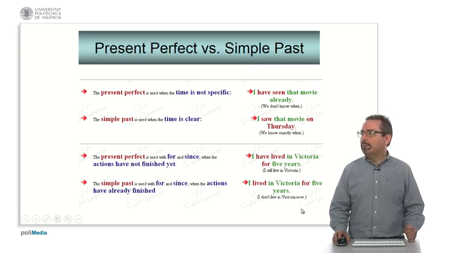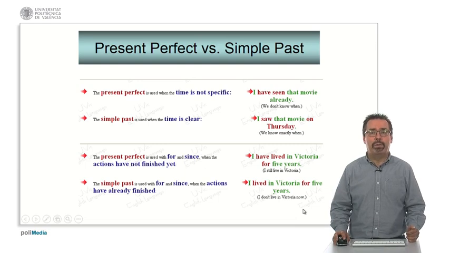And the last difference is between the present perfect used with for and since, when the actions have not finished yet. I have lived in Victoria for 5 years. I still live in Victoria. But we use the simple past associated with for and since with actions that have already finished. For example, I lived in Victoria for 5 years. I don't live there anymore.